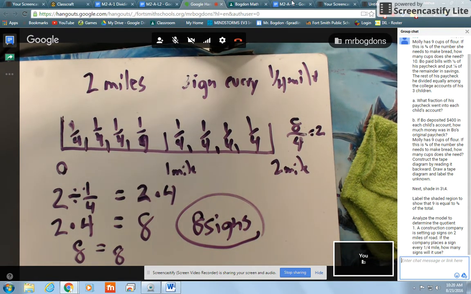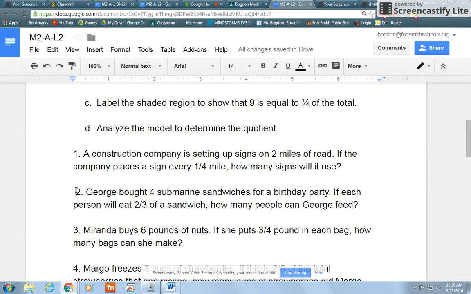Let's look at the next problem. It says, George bought 4 submarine sandwiches for a birthday party. If each person will eat 2/3 of a sandwich, how many people can George feed? What's my important information? What do I need to write down? What am I sharing? Okay, so I'm going to say 4 subs. And then each person is going to get what size group of a sandwich? 2/3.